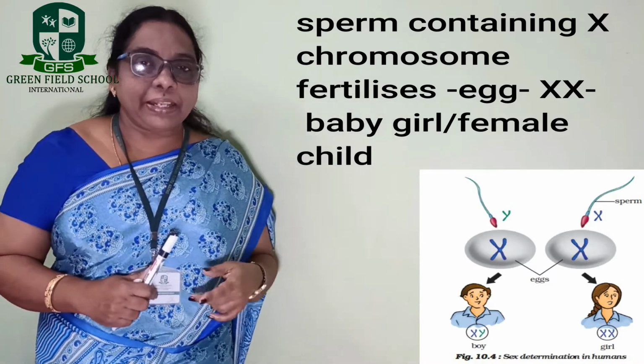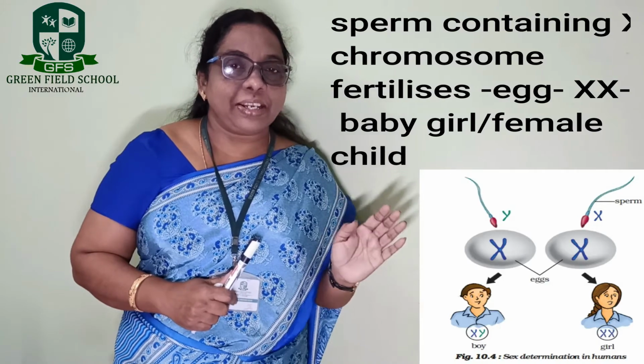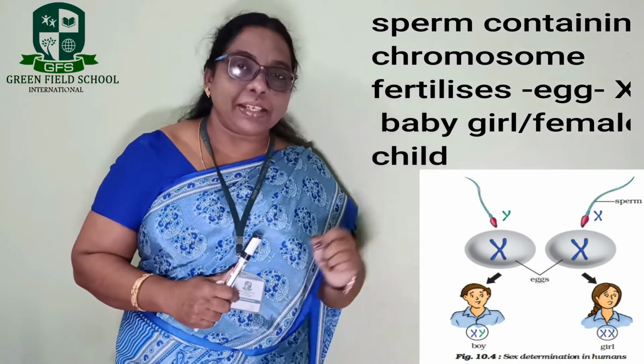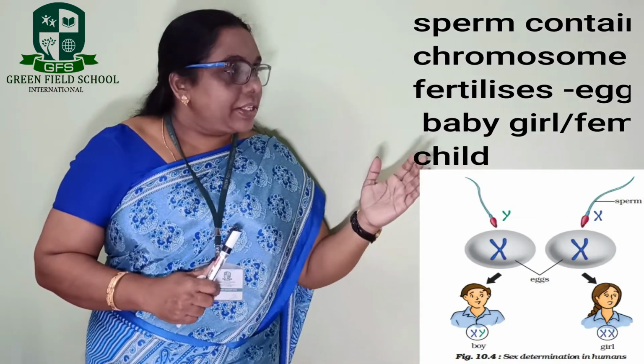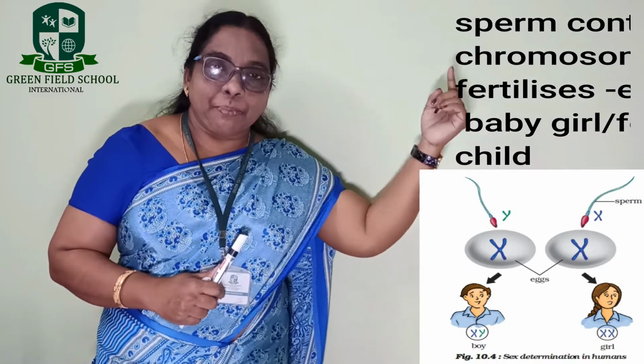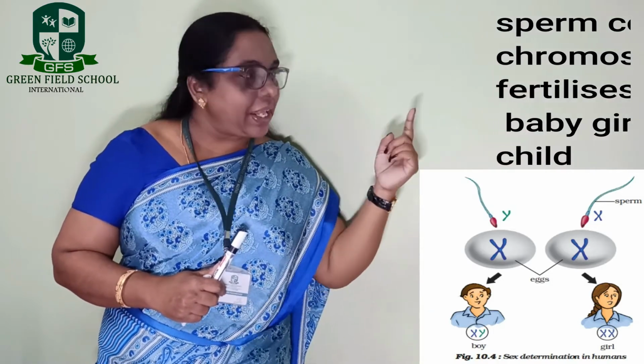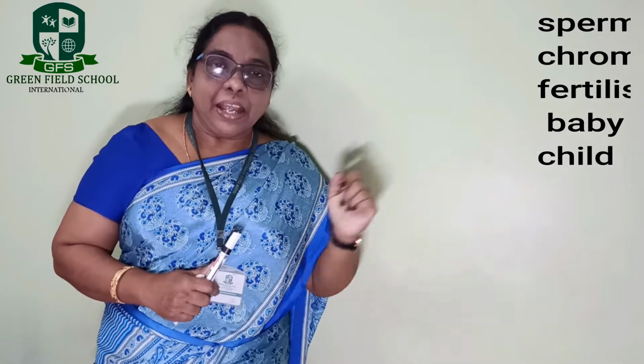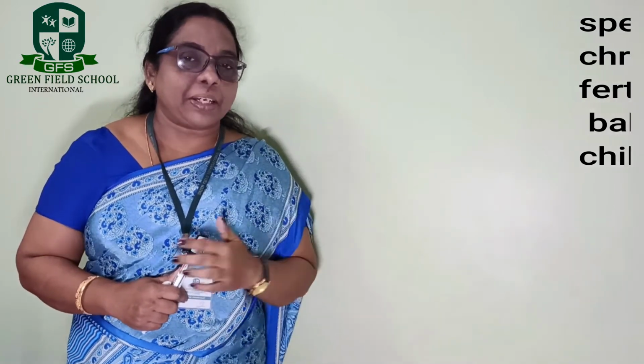Okay, let me repeat that. The unfertilized egg already has an X in it. The sperm contributes X, so that X fuses with this X, and the resultant product is X and X, and the newborn baby is a baby girl.